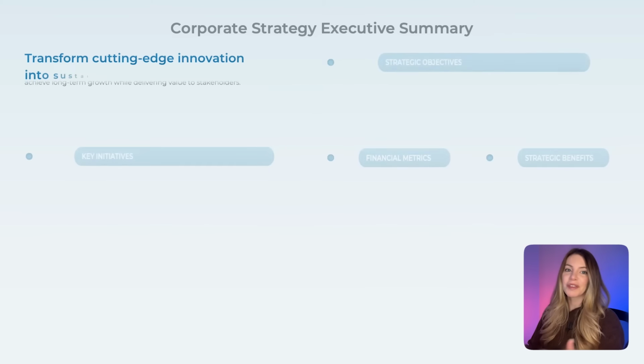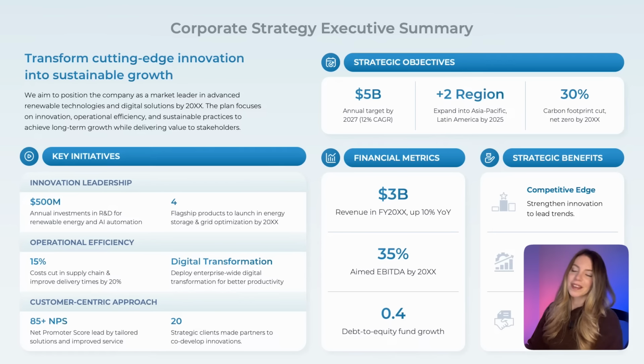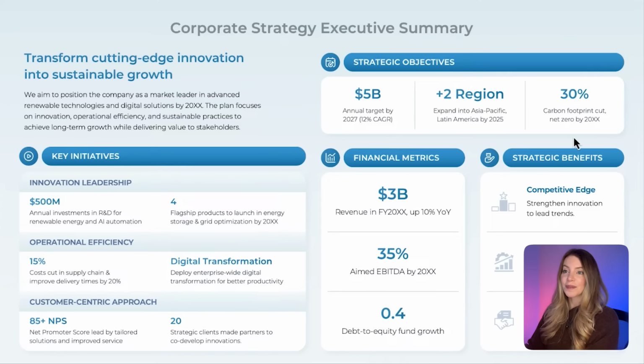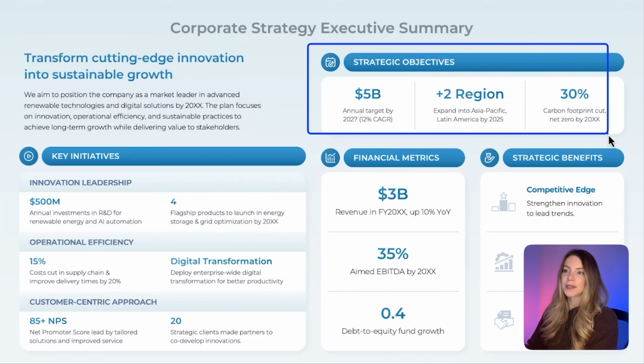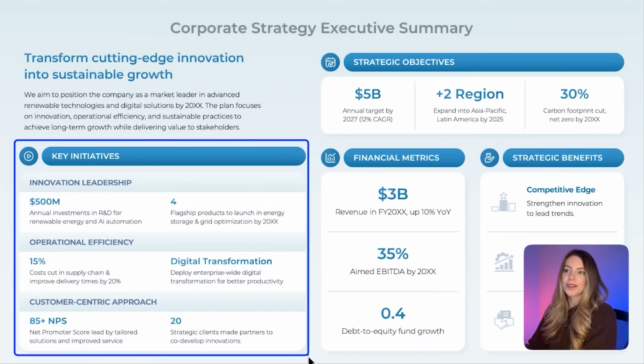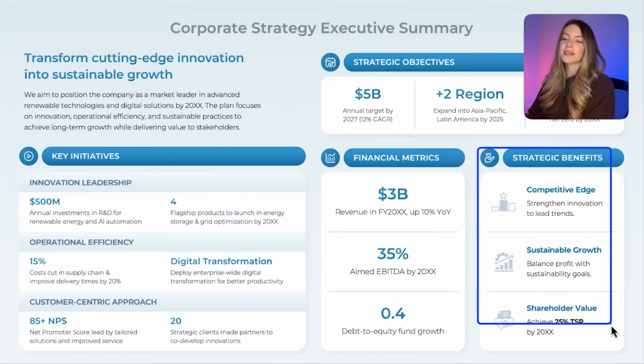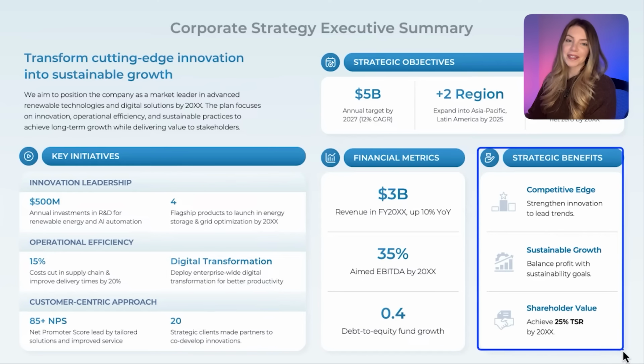And now we move on to executive summaries designed to showcase business strategies. The corporate strategy executive summary begins with 3 top strategic objectives, followed by a smaller initiatives to support those objectives. It also enumerates the financial impact of these strategic decisions and the qualitative benefits they might bring to the organization.